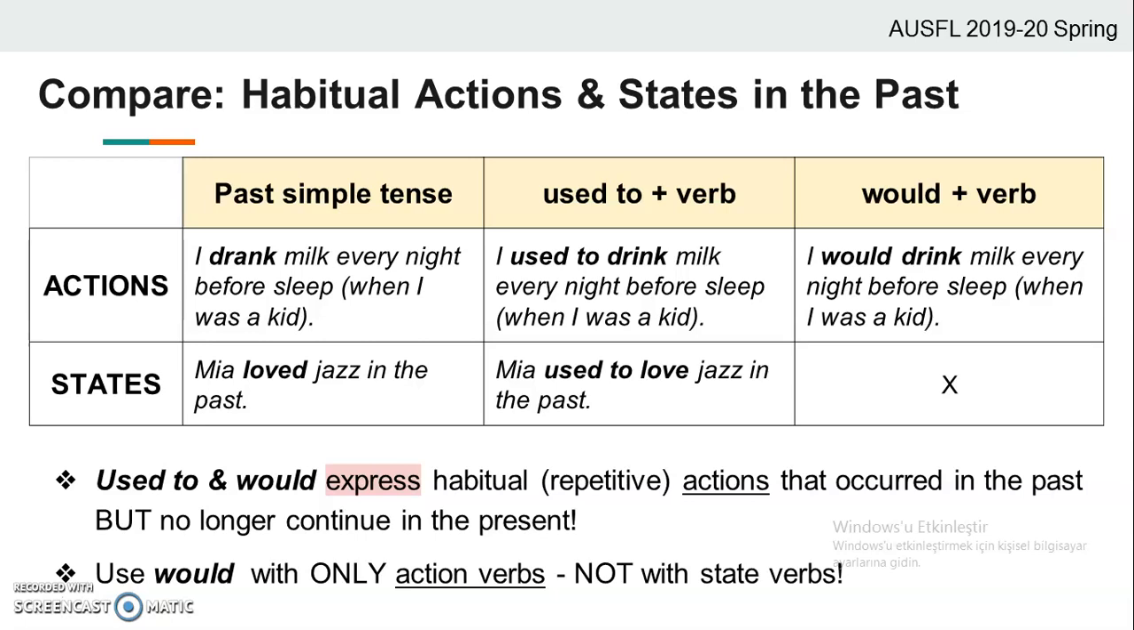But for states, I can only use past simple and used to plus verb. For example, Mia loved jazz in the past. Or Mia used to love jazz in the past. We can say this, but I can't use the same structure. I can't use would here to mean the same thing. Lastly, used to and would express habitual actions that occurred in the past but no longer continue in the present, and we use would with only action verbs, not with state verbs.